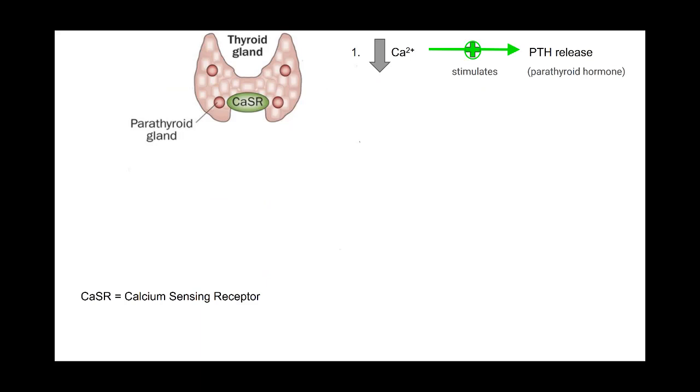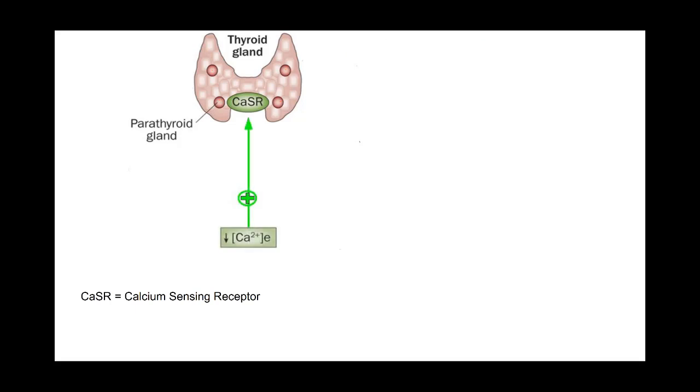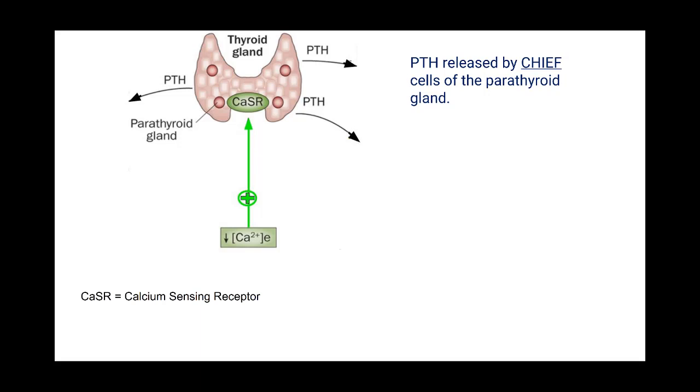So let's try to look at these principles in a little more detail. So here's the thyroid gland. You can see those are the 4 parathyroid glands just in front of the thyroid. And there is something in the parathyroid glands called the calcium sensing receptor. As the name suggests, this is a receptor on the parathyroid gland that senses the levels of calcium in the blood. And so, when there is a low calcium in the blood, this is sensed by the calcium sensing receptor, and this brings about parathyroid hormone release from the parathyroid gland, namely the chief cells of the parathyroid gland.